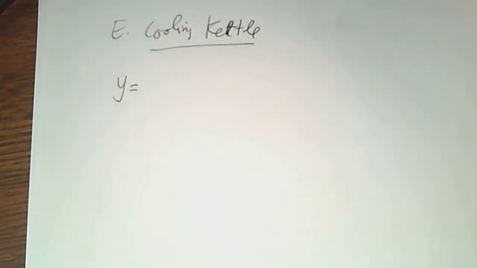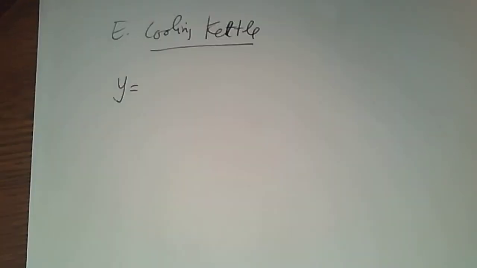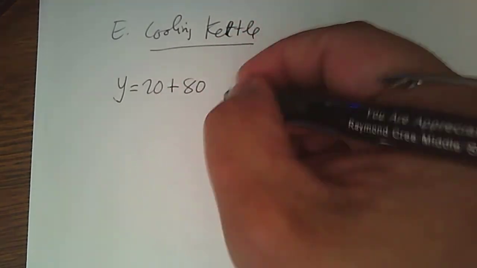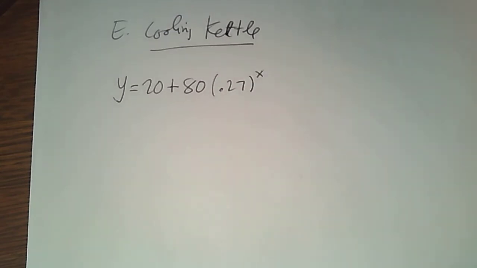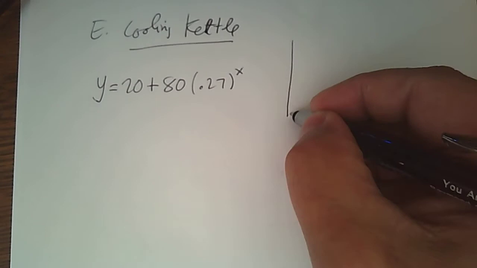So let me write this down. A cooling kettle, what it's called. Can't even spell kettle. Cooling kettle. And through process of elimination and understanding how it's increasing or decreasing, this is the equation that we're looking at. So we're going to graph this, and then we'll answer the question and everything.